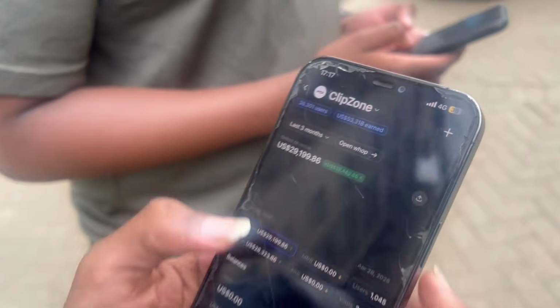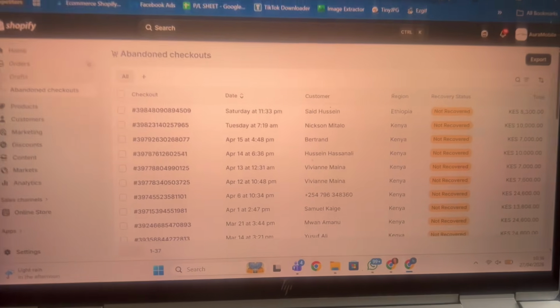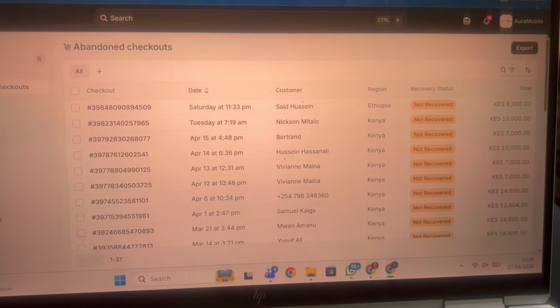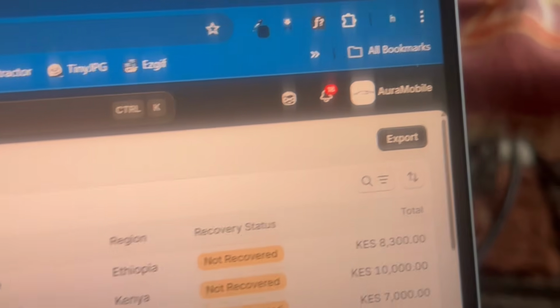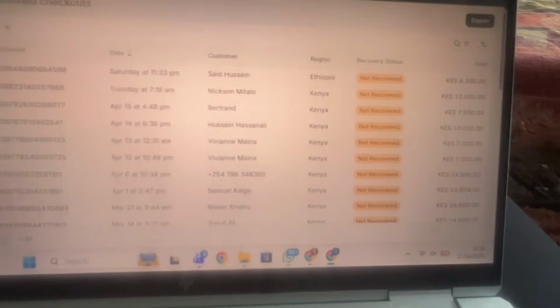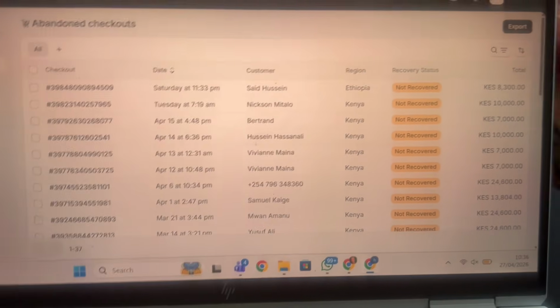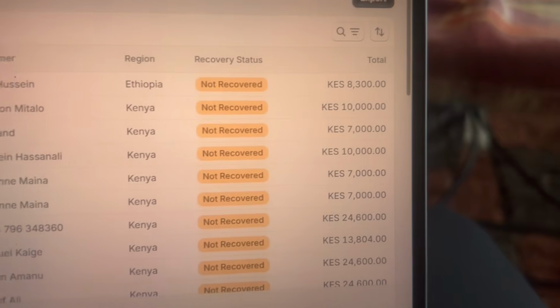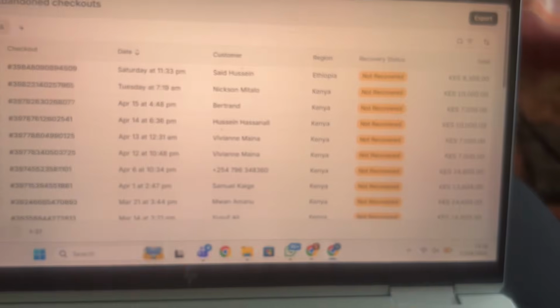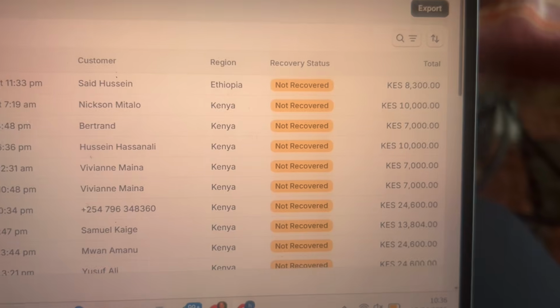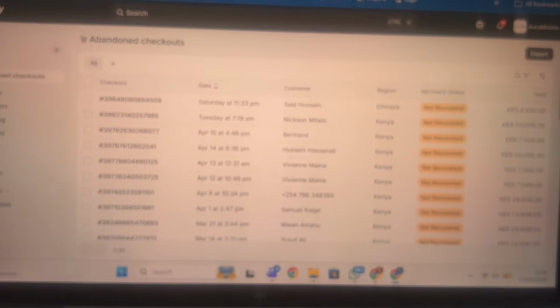It's not loading. Let me show you guys the worst part about e-com. So this is one of the stores I was showing yesterday. And look at all of these abandoned checkouts. Keep in mind, in the past week, this store didn't make anything. Bro, this month alone, that's like 100 bucks in abandoned checkouts. That's tragic.